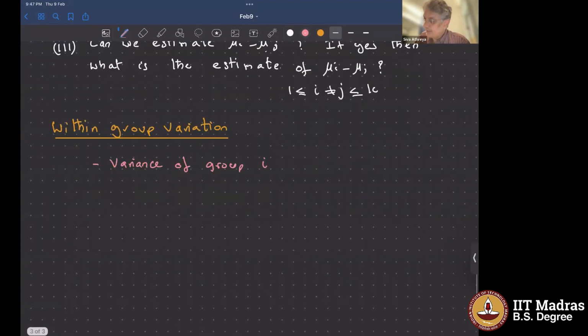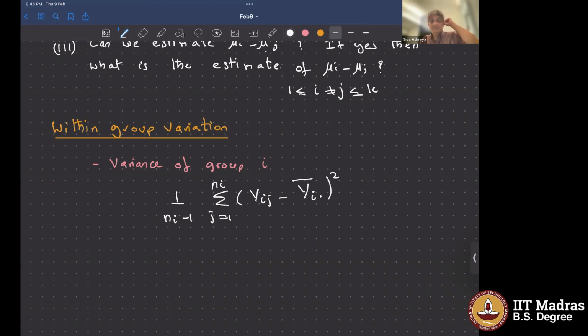And how can it be approximated? An estimate for this is just the sample variance. So let's do that. The sample variance is going to be what? I will take 1 over n_i minus 1, and the sum from j equal to 1 to n_i of y_ij minus y_i bar, I'll just take the mean of the y_i, so I'll write y_i dot bar, the whole squared. Where y_i dot bar is 1 over n_i, the summation from j equal to 1 to n_i of y_ij.